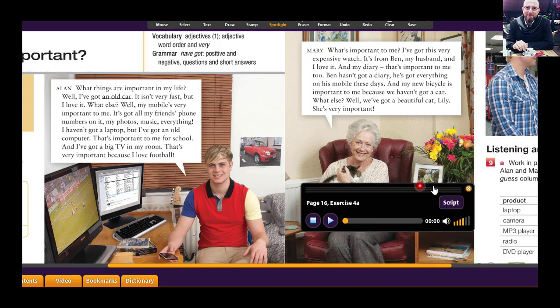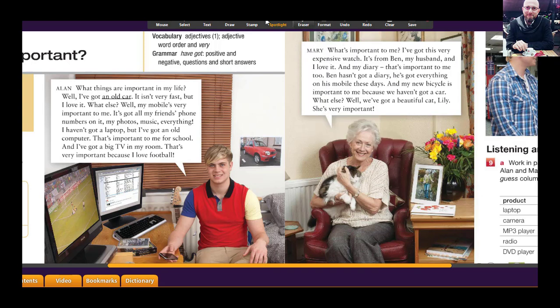Okay, guys, so now let's check together. Okay, as we said here, old car, and my mobile, and let's see everything. I've got no laptop, computer, old computer, and big TV. Okay, TV.